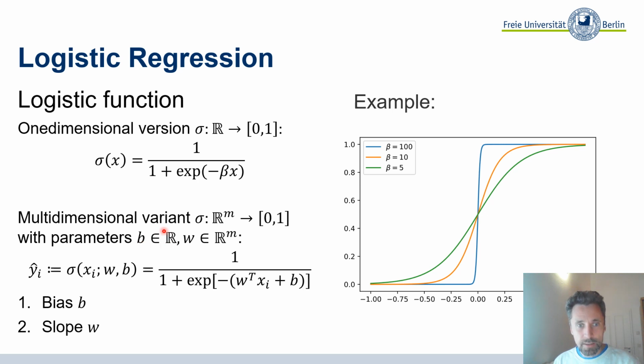So B is a scalar real-valued bias term, and we have W, a vector from the same space as X. And the sigmoid function here takes this form, so it looks pretty similar to this, but it's showing this linear model that we have already introduced before. So W transpose Xi is a dot product between two vectors, plus B is a bias.